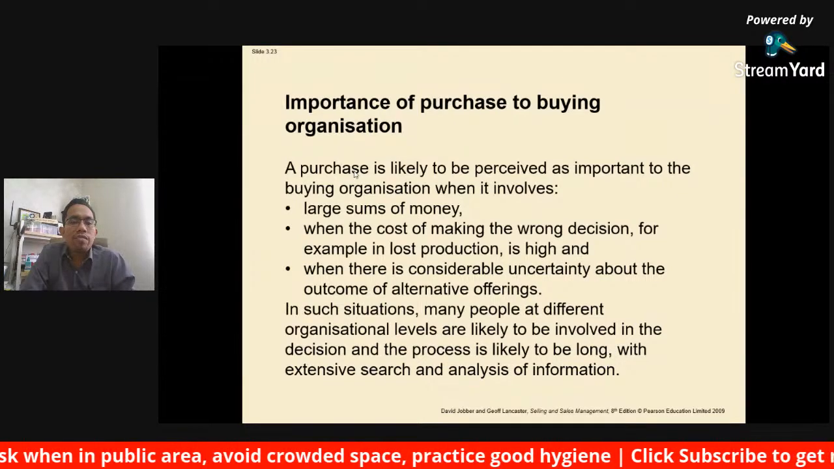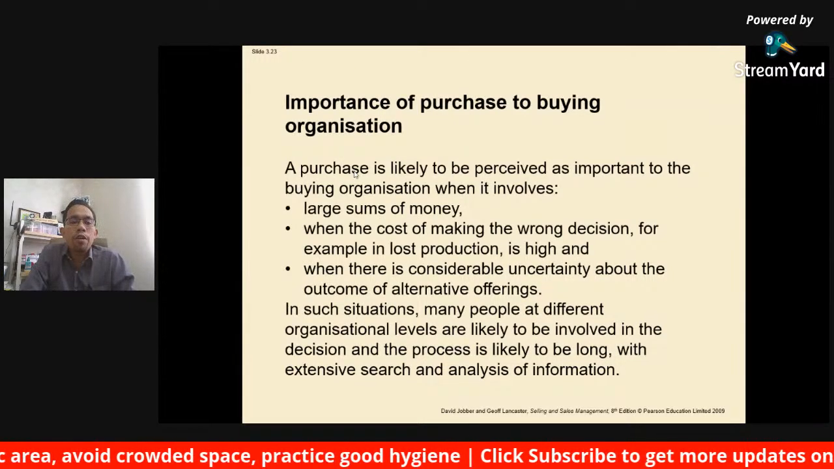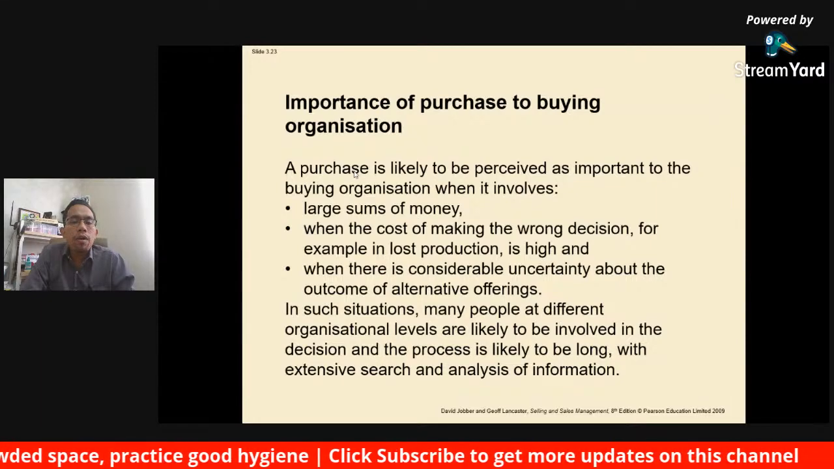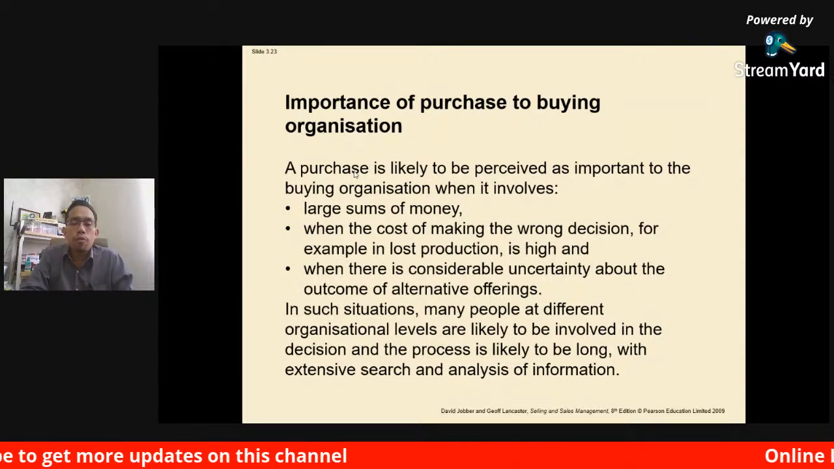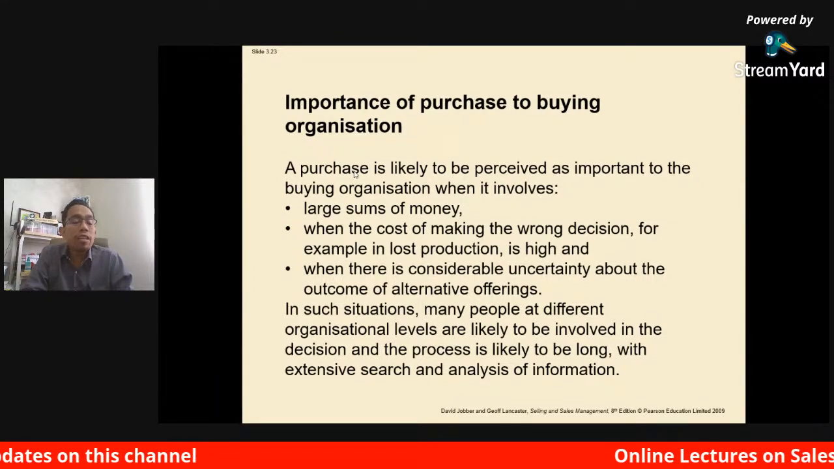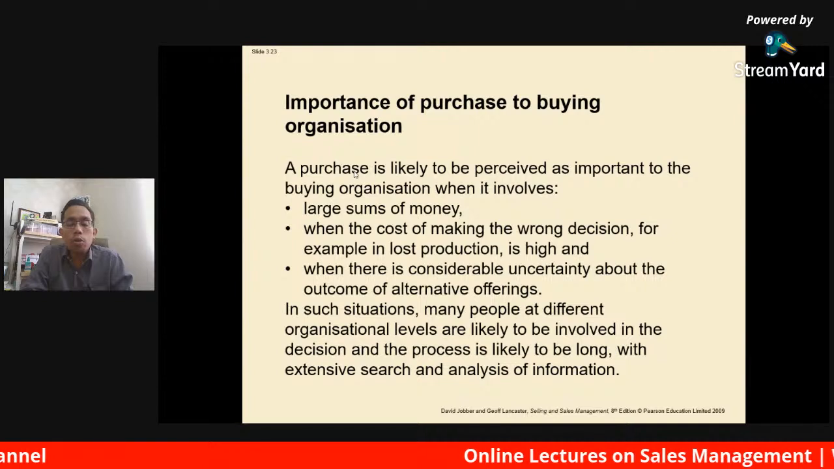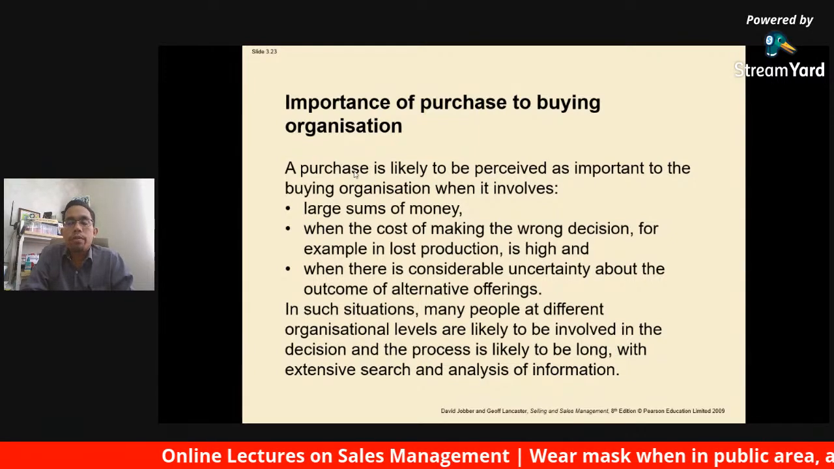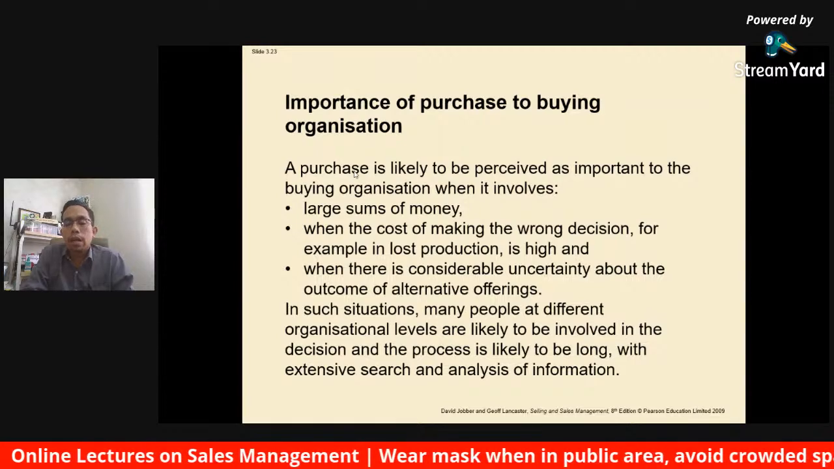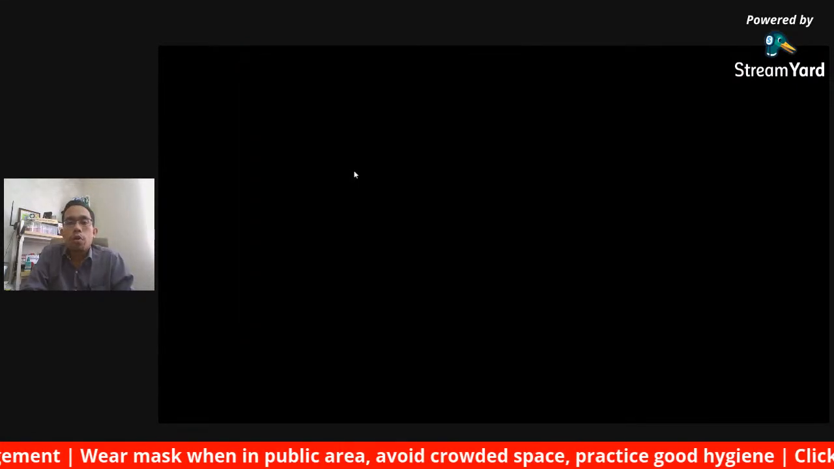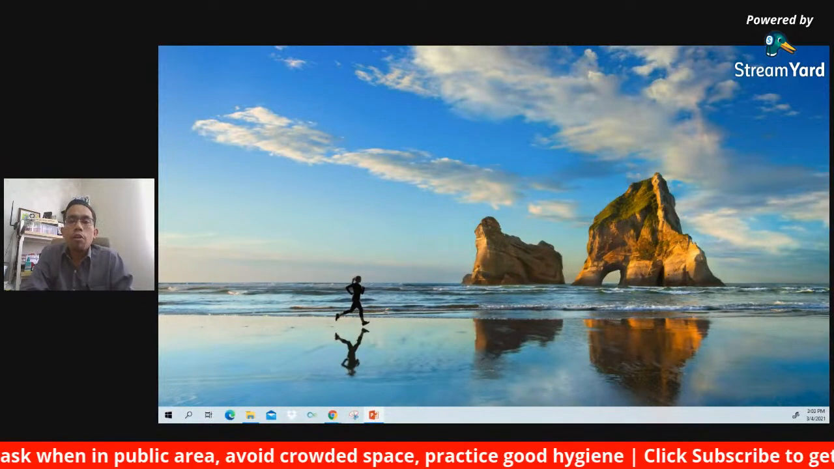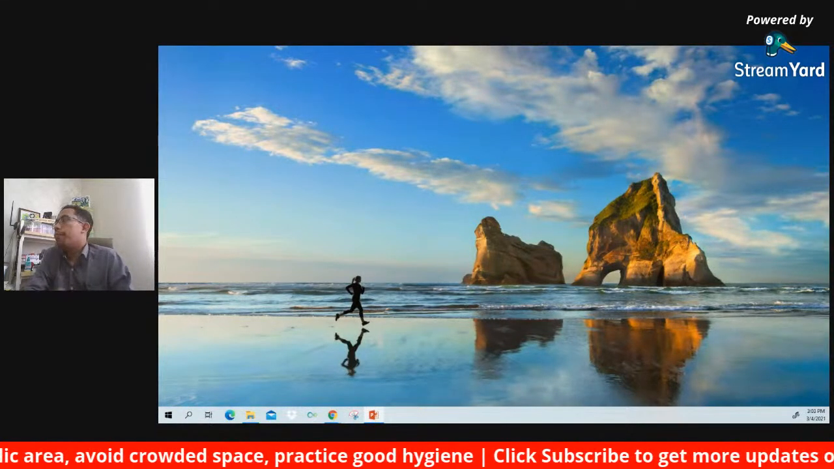In such situations, many people at different organizational levels are likely to be involved in the decision, and the process is likely to be long with extensive search and analysis of information. You need to study more. You don't want to rush in making any decision when involved in the organizational buying process. So that's all for chapter 4.